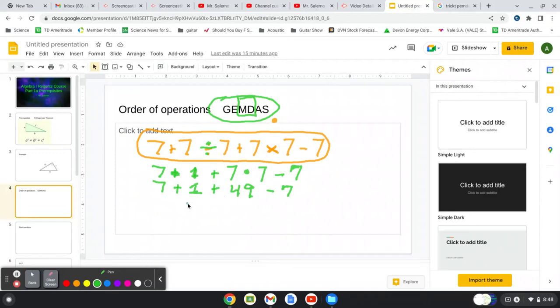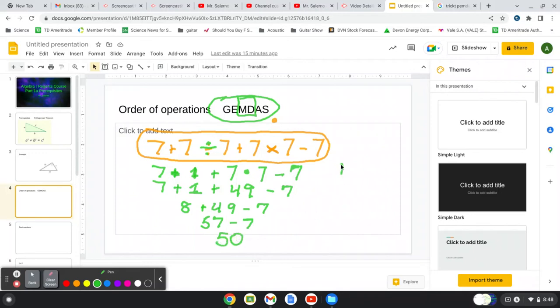So we're going to do our pluses. We're going to do 8 plus 49 minus 7. Okay. And what's left? We have 8 plus 49 minus 7. So we have 8 plus 49 is 57 minus 7. And our answer is, you guessed it, 50.